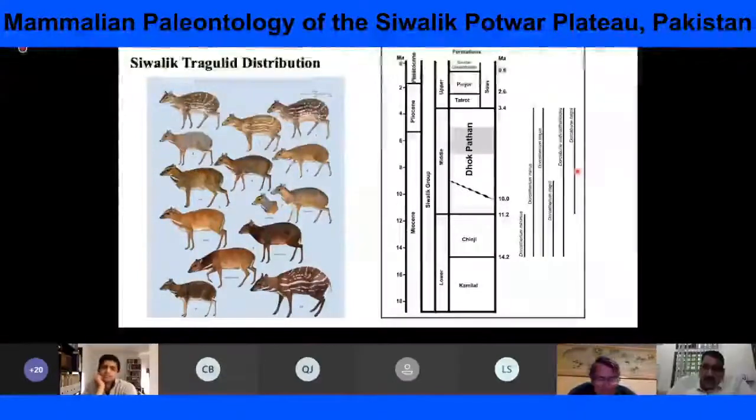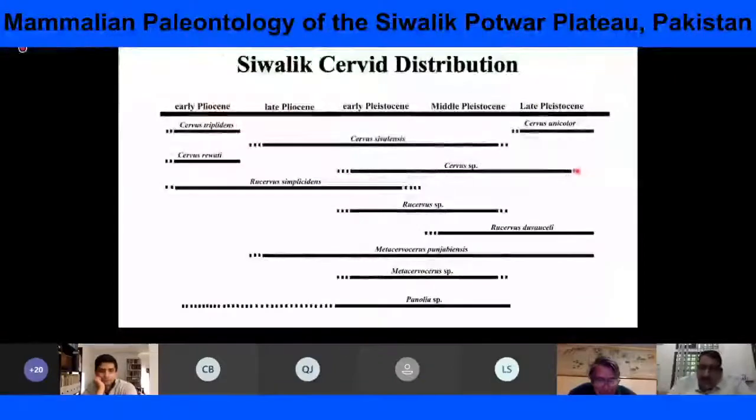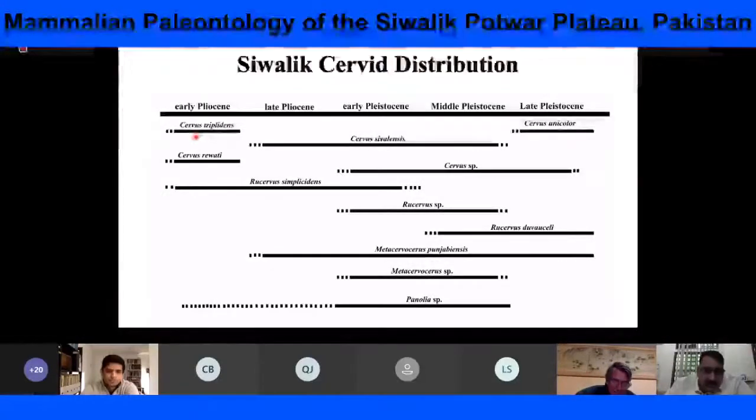This one shows the Siwalik cervid distribution. Here you can see a cervid triplex dense in the early Pliocene, then cervid Irrawaddy, also reported from the early Pliocene. In the late Pliocene, there is a reduced cervid simplicidens. There is a range of cervid equivalents from the late Pliocene, early Pleistocene, and middle Pleistocene. Then a late Pleistocene reported cervid genus Cervus.